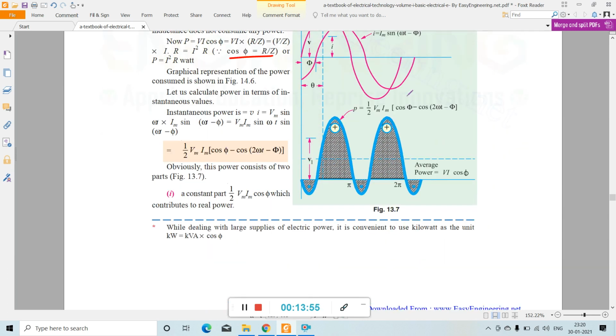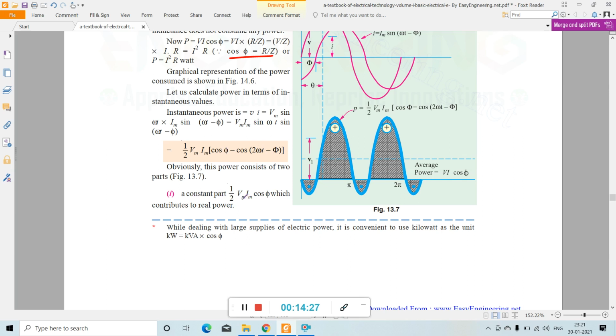So let's calculate power in terms of instantaneous value. Instantaneous power is V into I. This V is the instantaneous voltage, this I is the instantaneous current. So Vm sin omega t into Im sin (omega t minus phi), that is equal to Vm Im sin omega t into sin (omega t minus phi), and this is resolved as half Vm Im [cos phi minus cos (2 omega t minus phi)]. So this power consists of two parts.